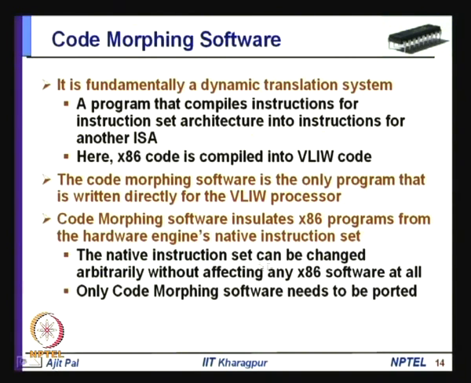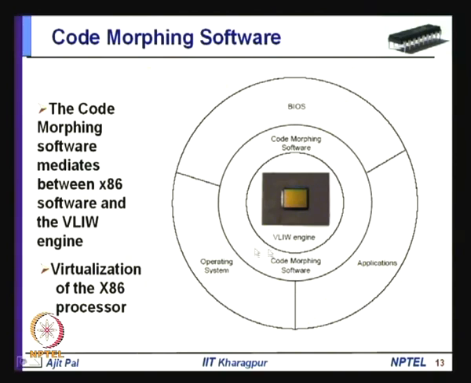Now, the native instruction set can be changed arbitrarily without affecting the x86 software. Here the question is, just like your Intel series of processors has gone from 386 to 486 to Pentium and so on, with new instructions added and made more and more complex, what about this Transmeta's Crusoe processor? It can also be changed.